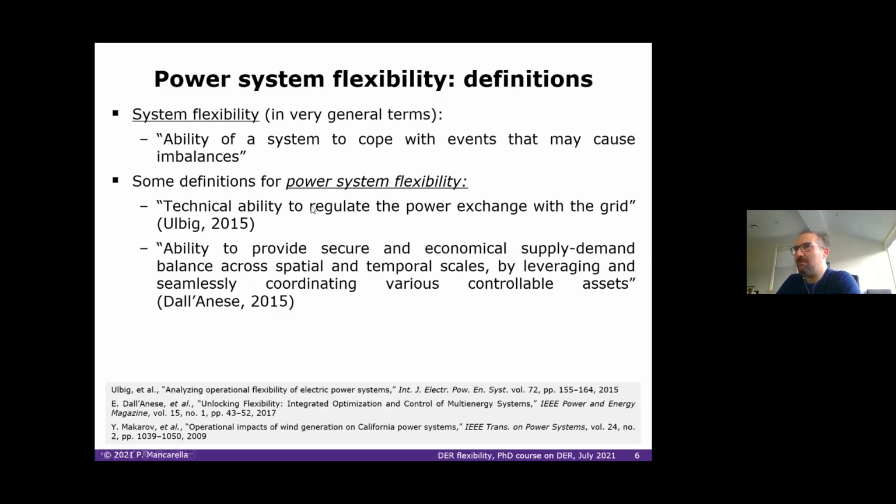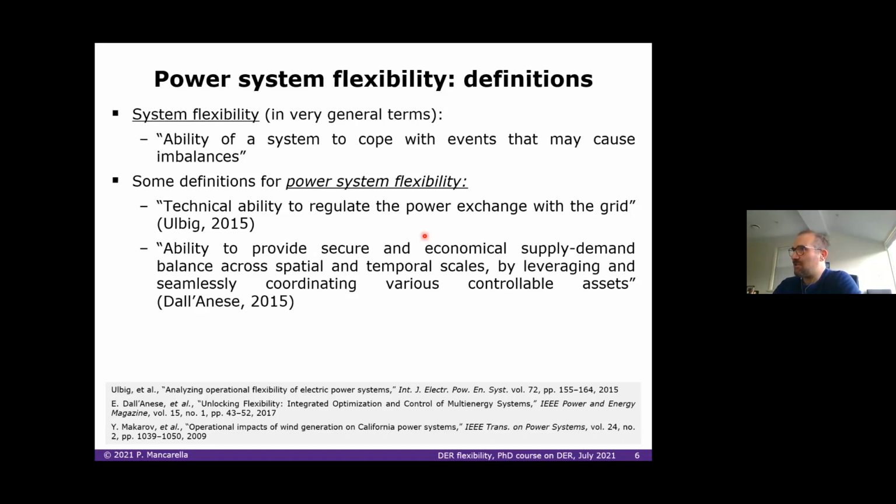I'll put here a couple, and if you take, for example, the one by Ulbig here, let me take the last point. If you take the one by Ulbig, effectively, it's the technical ability to regulate the power exchange with the grid. So this is really like a technical view of flexibility. You can also add some economic view of flexibility, and I will show you probably our view, like techno-economic flexibility and how you see this from different perspectives.